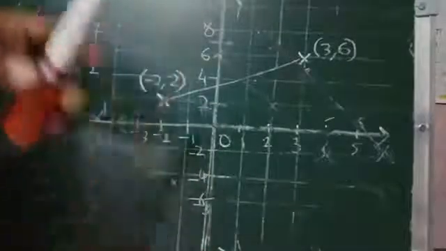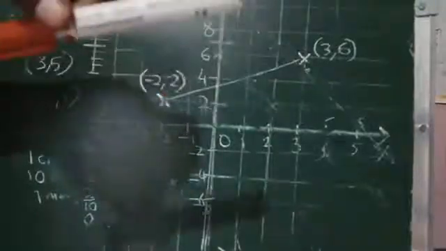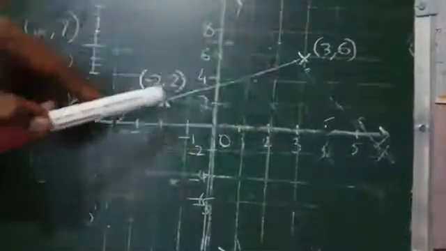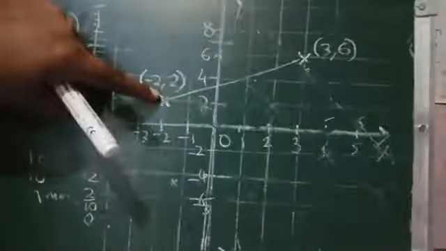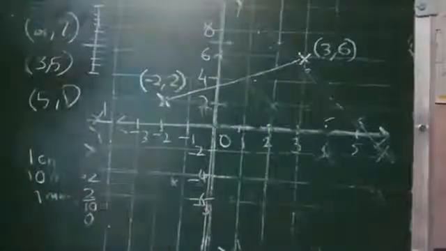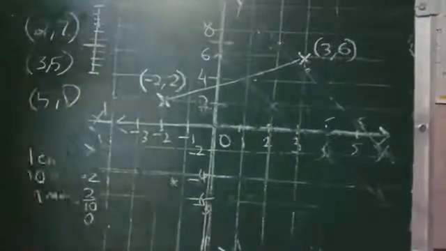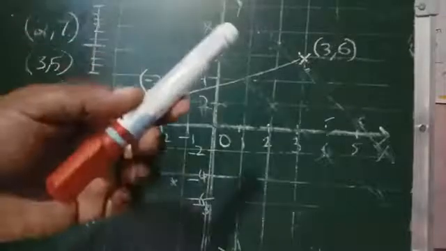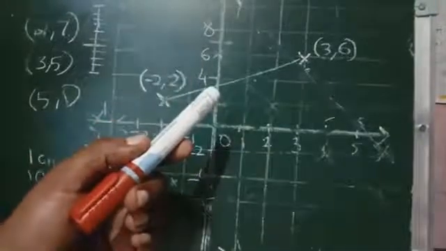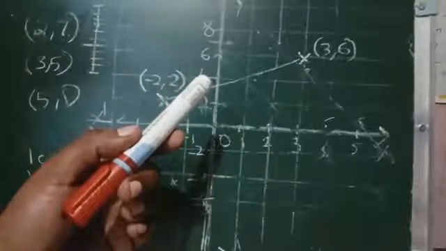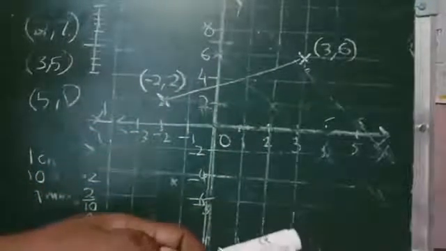Now we got a line segment. Instead of measuring the length of this marker, we got a line segment on the graph sheet. Its first point is (-2, 2) and the second point is (3, 6). With the help of these two points, we are going to find the length of the line segment. In the case of this line segment, we use a theorem named the Pythagoras theorem or Pythagorean theorem.